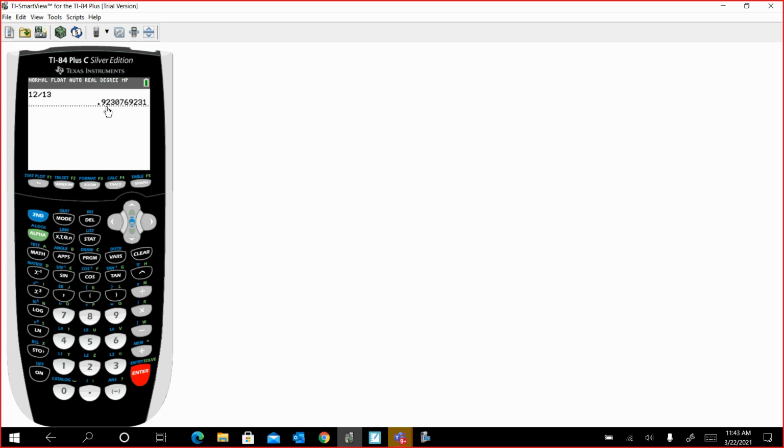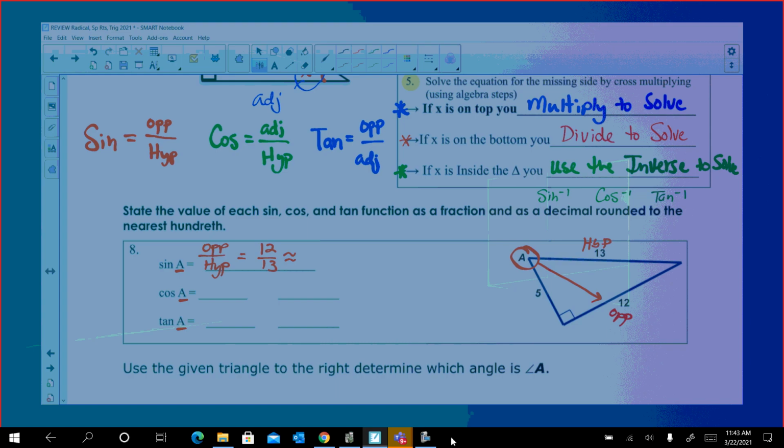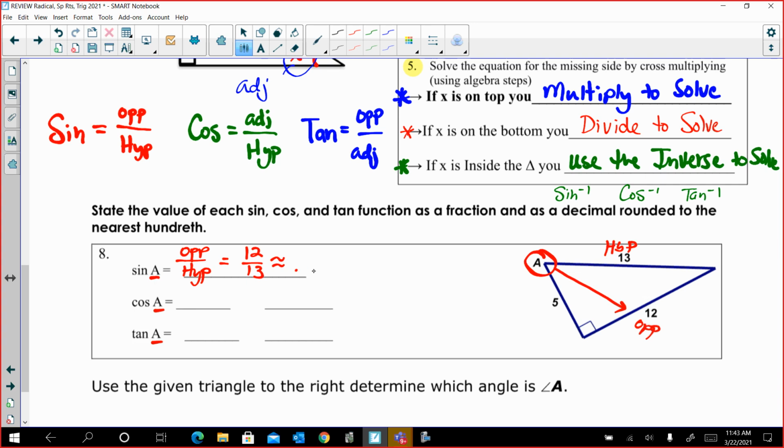Round that to the nearest hundredth, that's 2 decimal places. So look at the 2, it has a 3 after that, so that's just going to be 0.92. So this would be approximately 0.92.